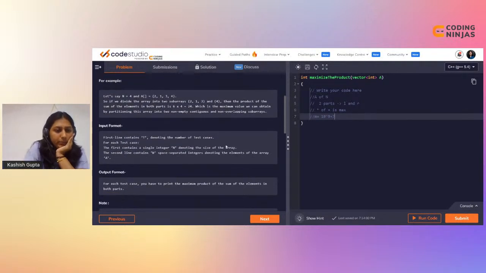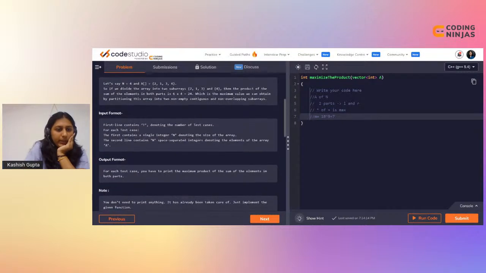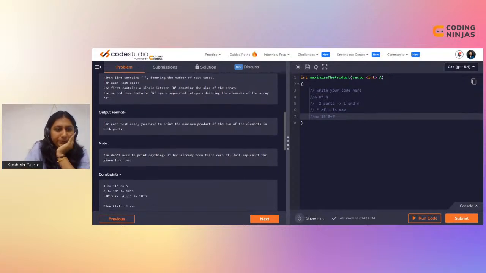So let's see an example first. N equals 4, with array 2, 1, 3, 4. If we divide the array into two sub-arrays, 2, 1, 3 and 4 separately, the subarrays are continuous. It's not like we can take 1 and 4 together, 2 and 3 together. Then the product of the sum of the elements is 6 into 4, 24, which is the maximum we can get by partitioning this array into two non-empty, contiguous and non-overlapping sub-arrays.